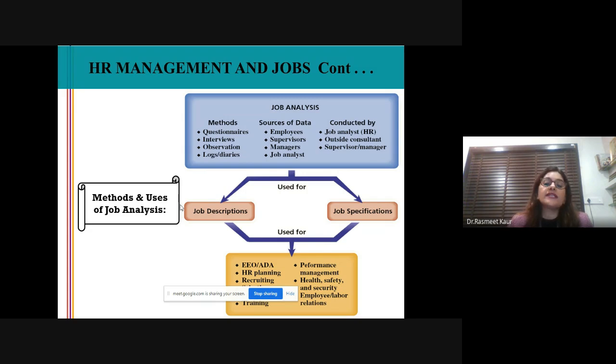He or she also uses these methods, that is questionnaires, interviews and observations, or looks at the logs, and will come to know the position of the organization and try to give a solution to the management. Now, the sources are those from whom you get the data, and the job analysis could be conducted by, as I just said, an HR manager. He or she can be an outside consultant, or the immediate supervisor or manager in that particular department. That is the small summary of the entire job analysis: what the methods are, from whom you get the data for conducting a proper job analysis, and who conducts it.